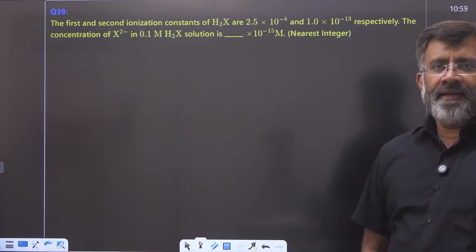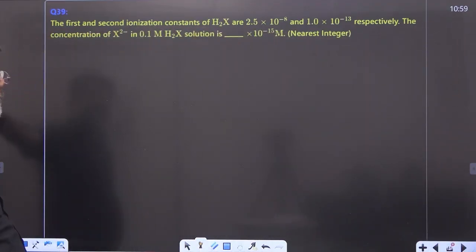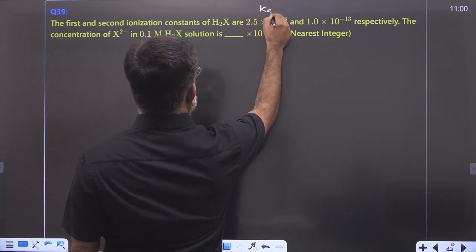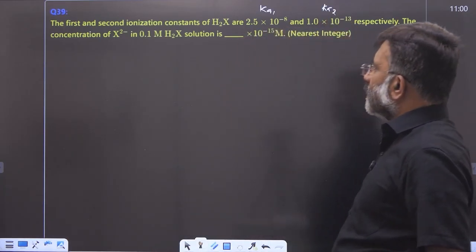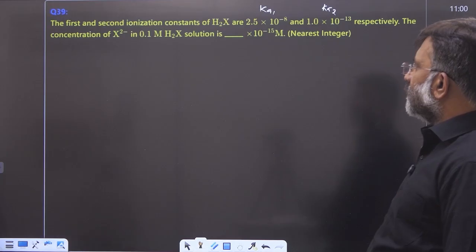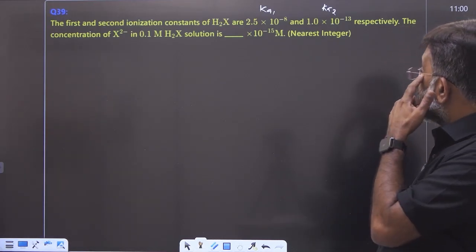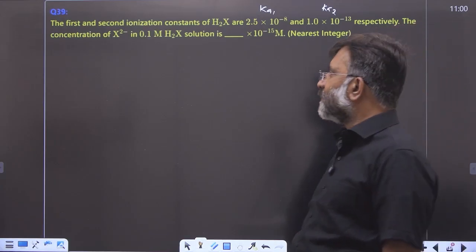Question number 39. The first and second ionization constants of H2X are given as 2.5 into 10 power minus 8 and 1 into 10 power minus 30. So this is Ka1 and this is Ka2. The concentration of X2 minus in 0.1 molar H2X solution is dash into 10 power minus 50, nearest integer. Okay.